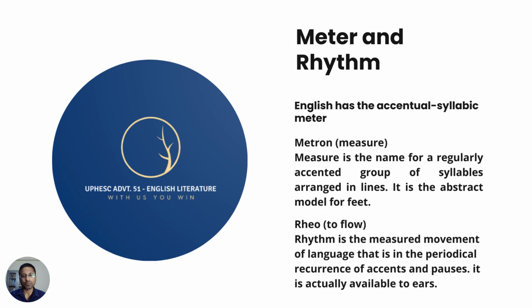And rhythm comes from rheo, that is, to flow. It is the measured movement of language, that is, the periodical recurrence of accents and pauses. It is actually available to ears. So, abstract versus actually available: meter versus rhythm.